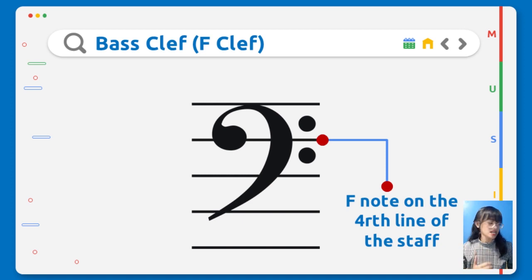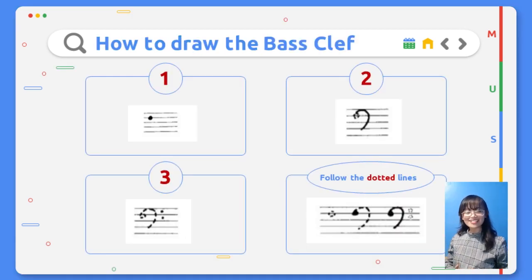And here we're going to learn how to draw the bass clef. Mas madali siya kaysa sa treble clef. So first, step 1, we're going to draw a solid black circle on the fourth line. Okay, don't forget, on the fourth line, you're going to draw a solid black circle. Then we're going to add the curve coming from that solid black circle.